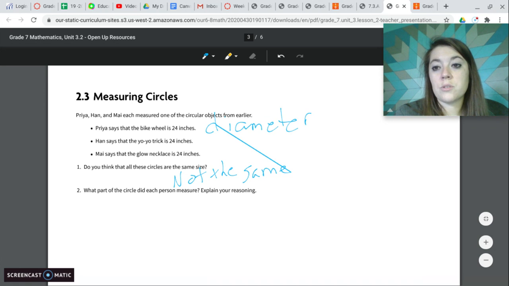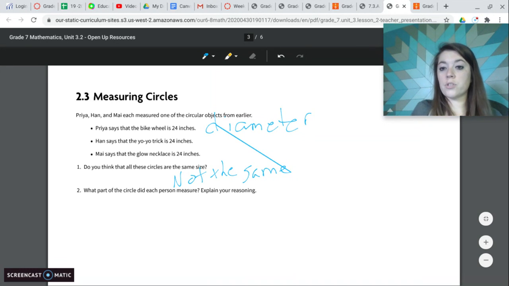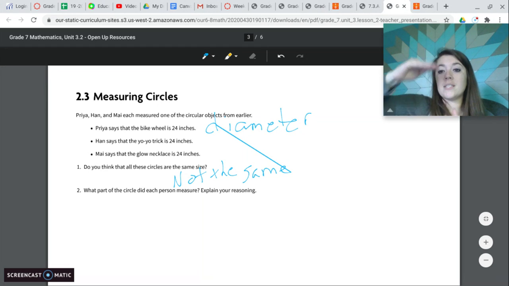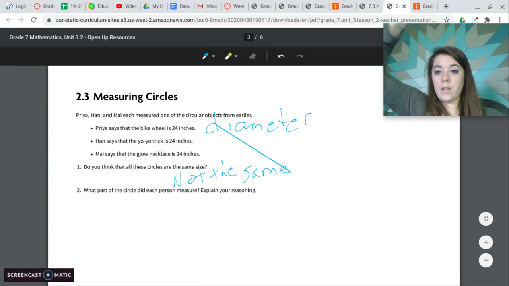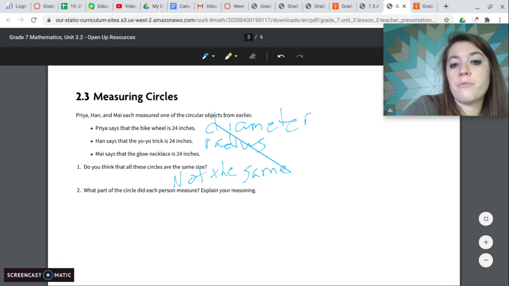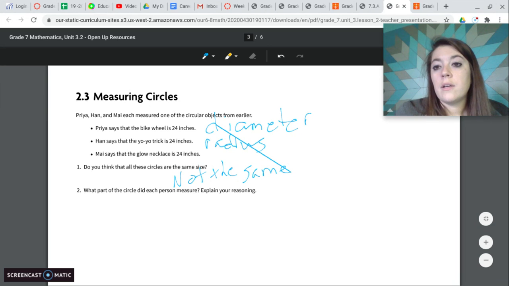Now the yo-yo trick is 24 inches. Now remember that yo-yo trick, he's spinning it, and it's a big circle. So do you think the circumference is only 24 inches? Or the radius is 24 inches? It's the radius, because then it would be double for the full thing. So the diameter would end up being 48, which is quite large, which would fit with how big that yo-yo trick looked.